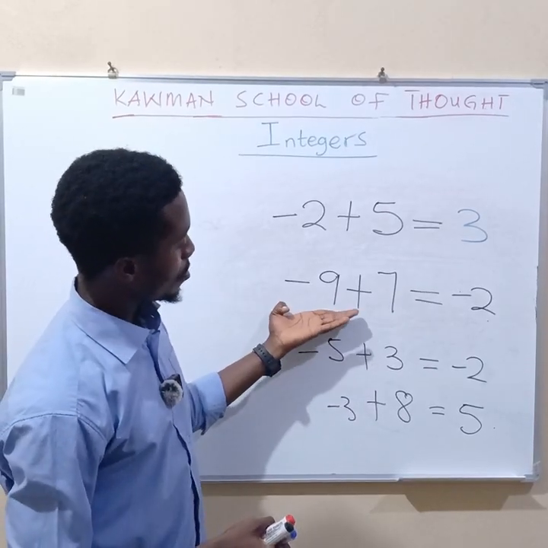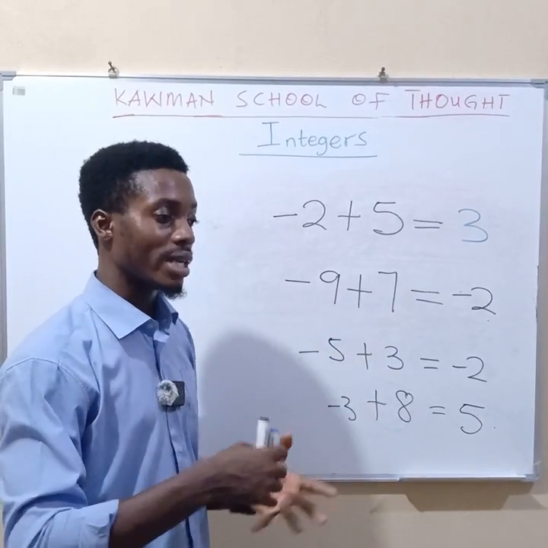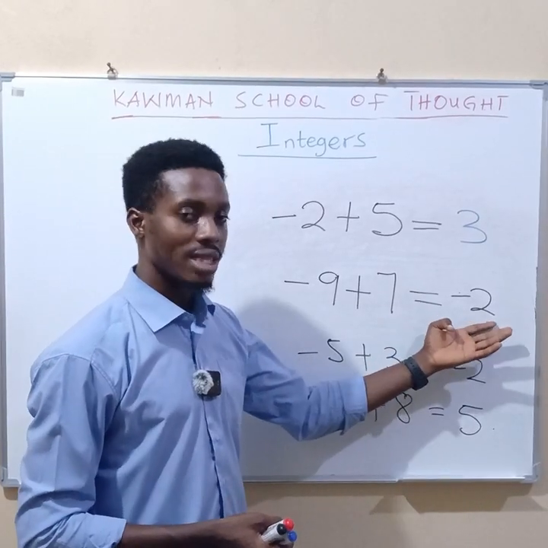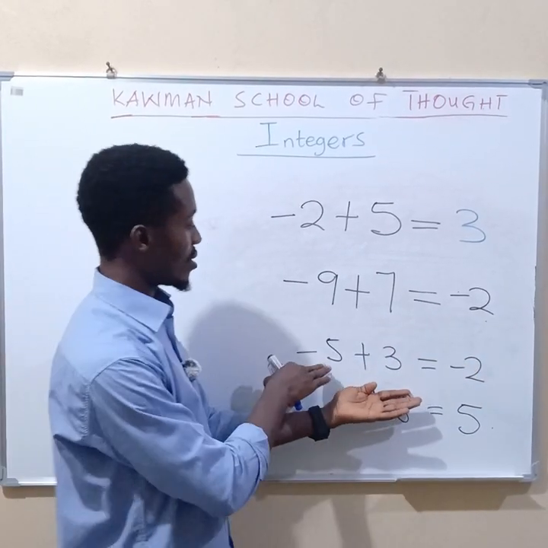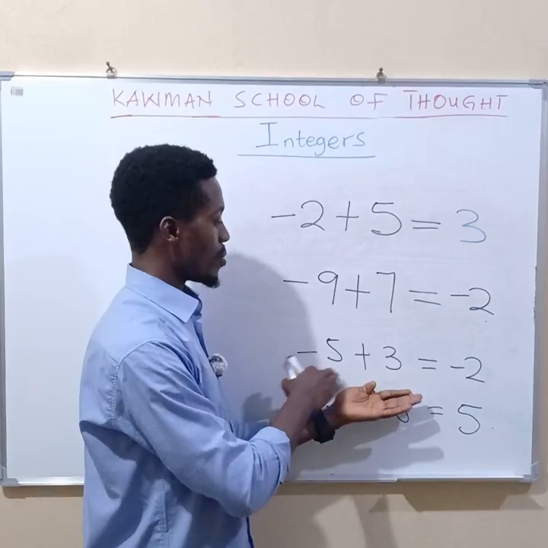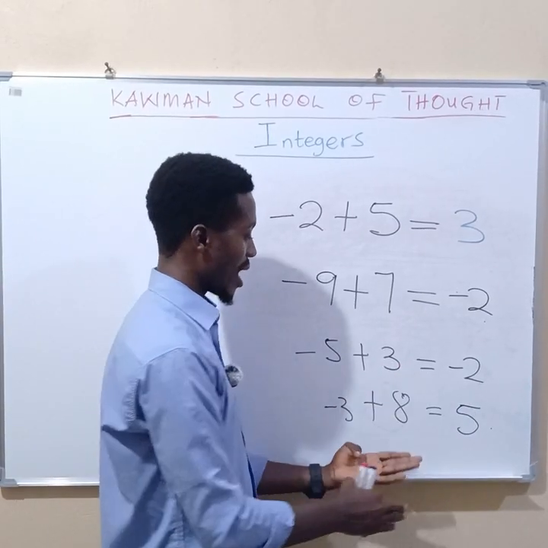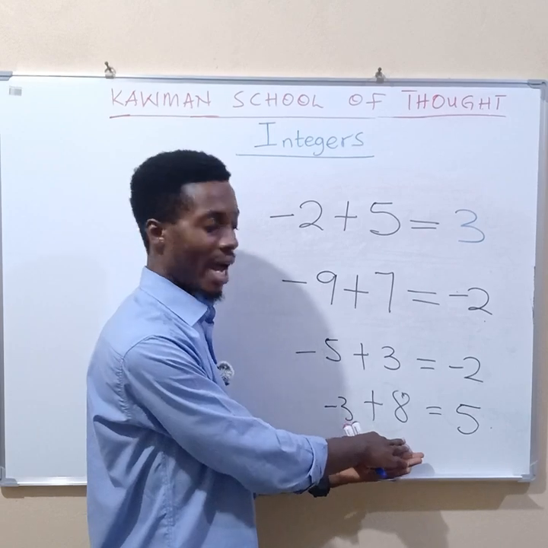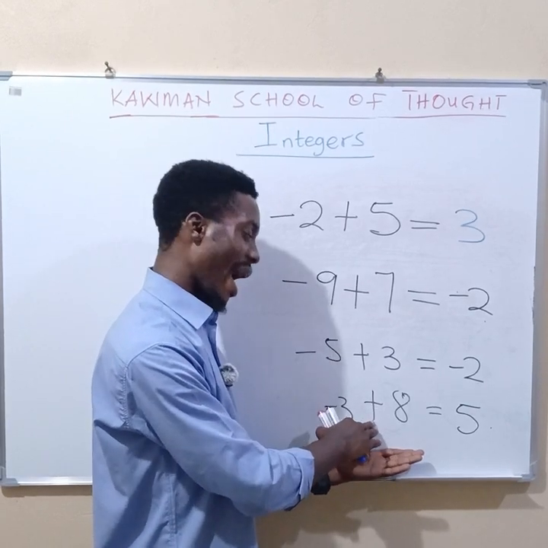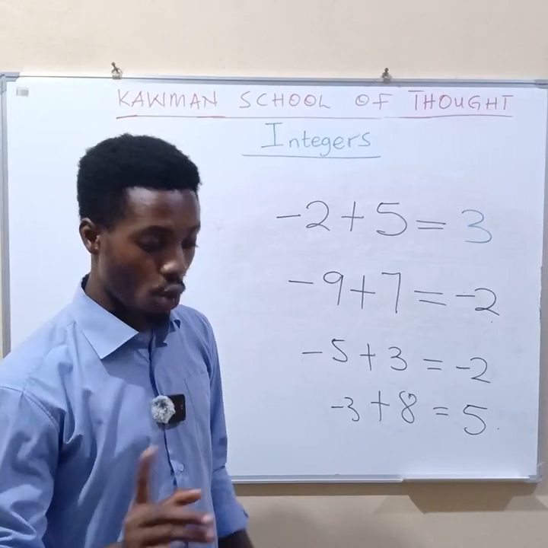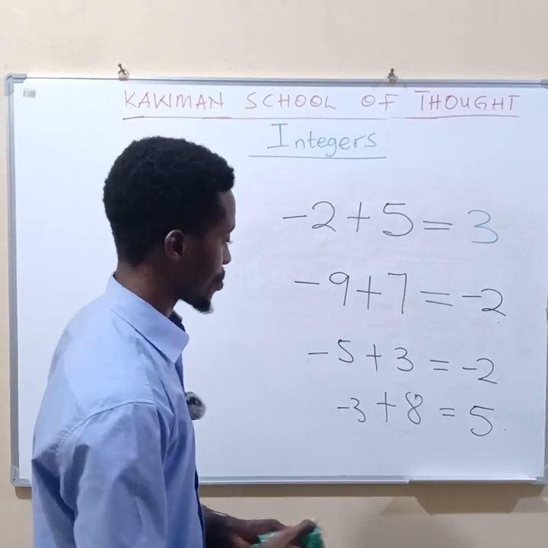So negative plus positive depends on which one is higher. So negative 9 plus positive 7 is what? Negative 2. In this case, the negative is bigger than the positive. So negative 5 plus 3 is going to be equal to negative 2. The last example too, the positive is bigger than the negative. Negative 3 plus 8 is what? Positive 5. So this is what you also have to notice. It will go a long way to help you.